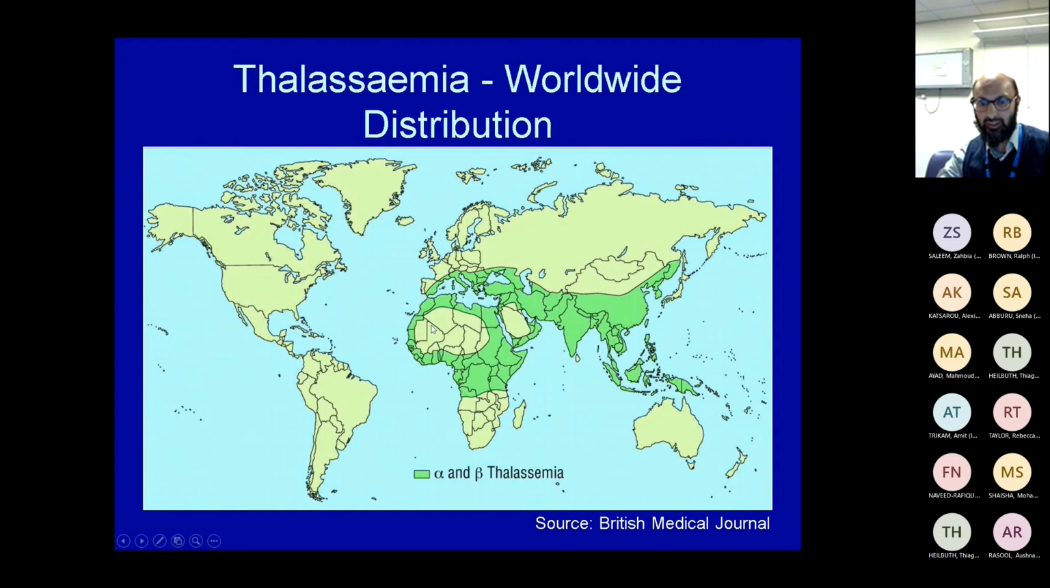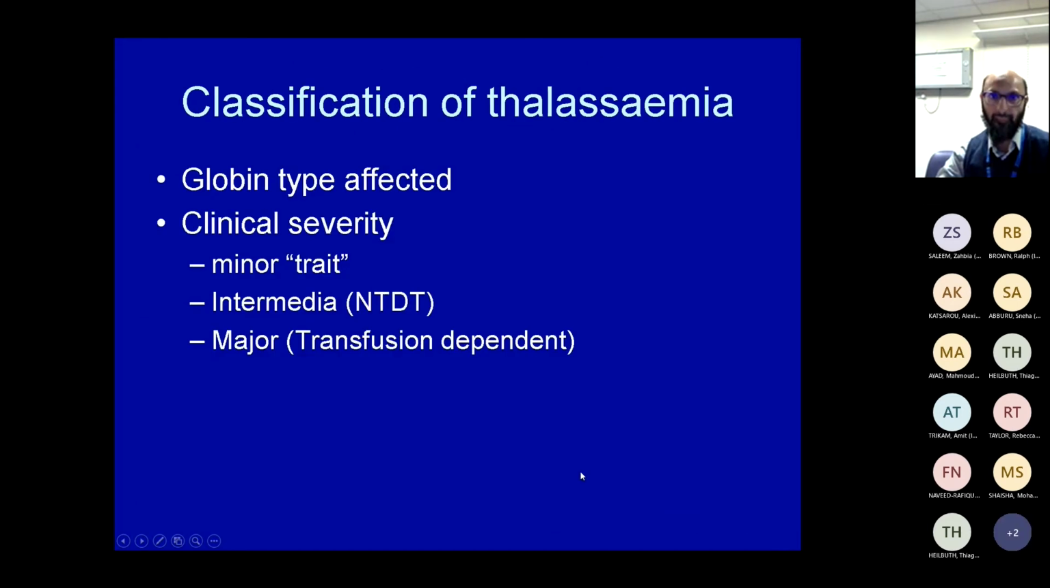And here you can see that quite nicely in areas of West and Sub-Saharan Africa, the Asian subcontinent, and the Far East as well. So how do we classify thalassemia? Well, we generally tend to classify it according to the globin chain affected, which I've already alluded to, and also according to the clinical severity. Previously we used to talk about thalassemia major, thalassemia intermedia, and thalassemia trait or thalassemia minor. We tend now more to talk about transfusion dependent and non-transfusion dependent thalassemias.